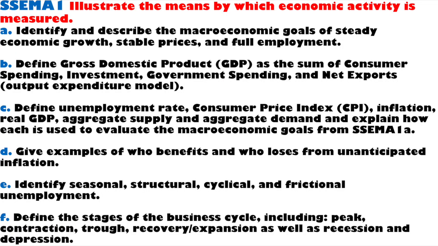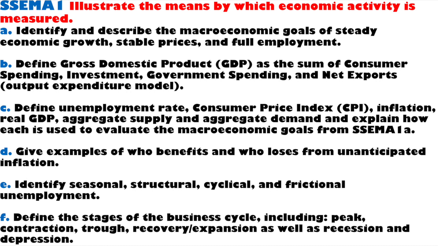With B, you have to be able to define gross domestic product as the sum of consumer spending, investment, government spending, and net exports. We'll get to that. Then you have C, which is defining unemployment rate, as well as consumer price index, inflation, real GDP, aggregate supply, and aggregate demand, and explain how each is used to evaluate the macroeconomic goals. And then we have E, which tells you to identify seasonal, structural, cyclical, and frictional unemployment, and then F, defining the stages of the business cycle. So as you can see, there's a whole bunch of different stuff here.